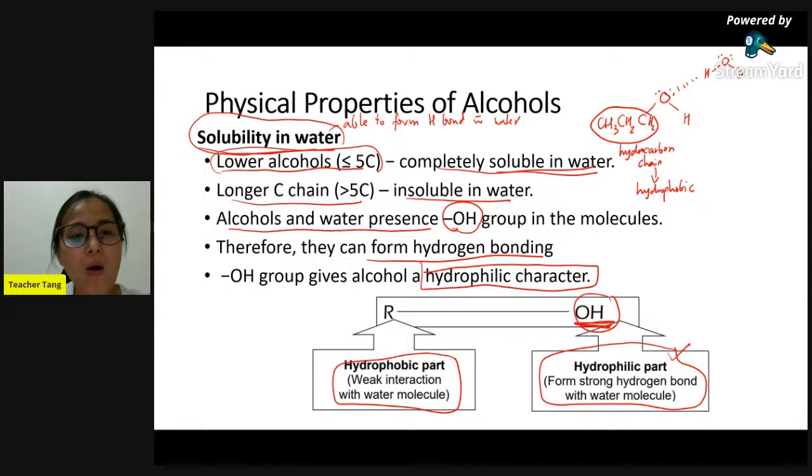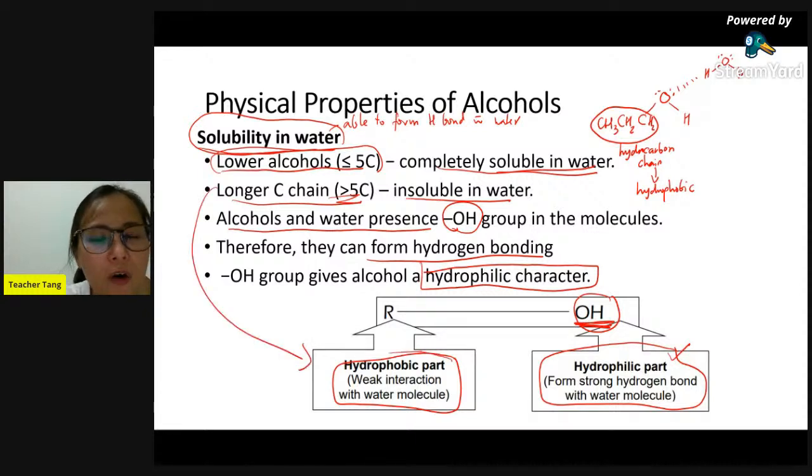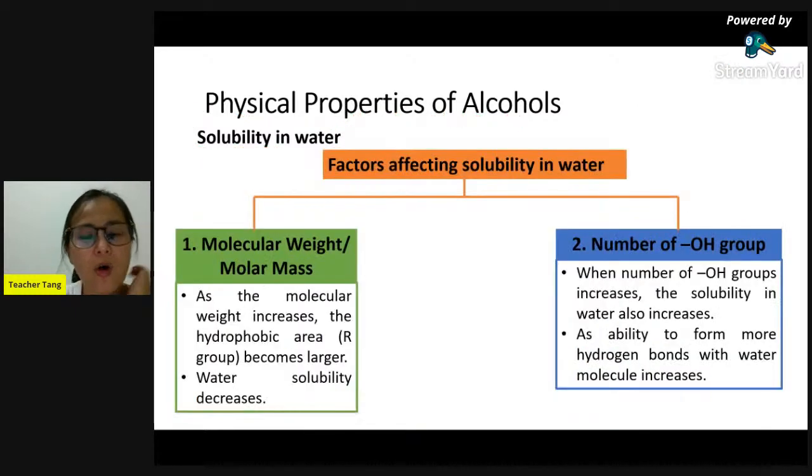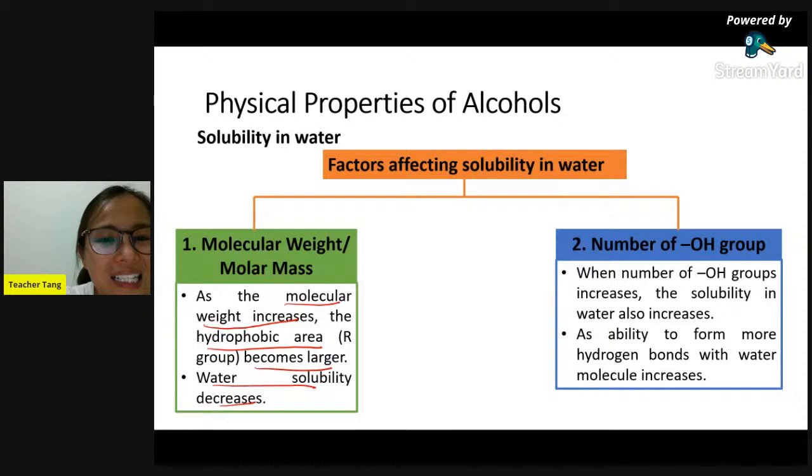However, when the alcohol has more than 5 carbons, the hydrophobic part becomes larger, therefore it becomes insoluble in water. So again, there are two factors affecting the solubility of alcohol in water. The first one is molar mass or molecular weight. As the molecular weight increases, the hydrophobic area becomes larger, so the solubility in water decreases.